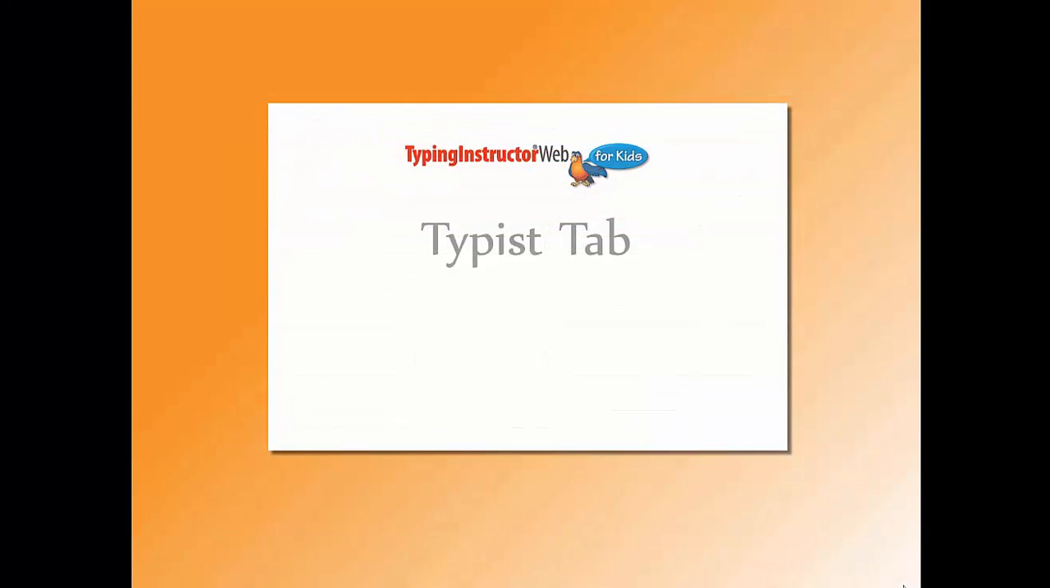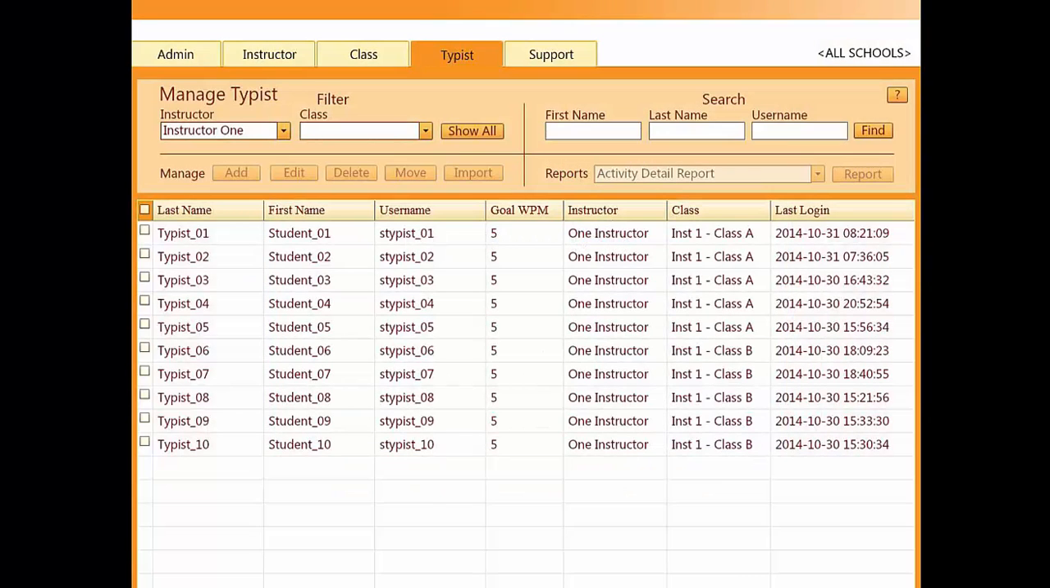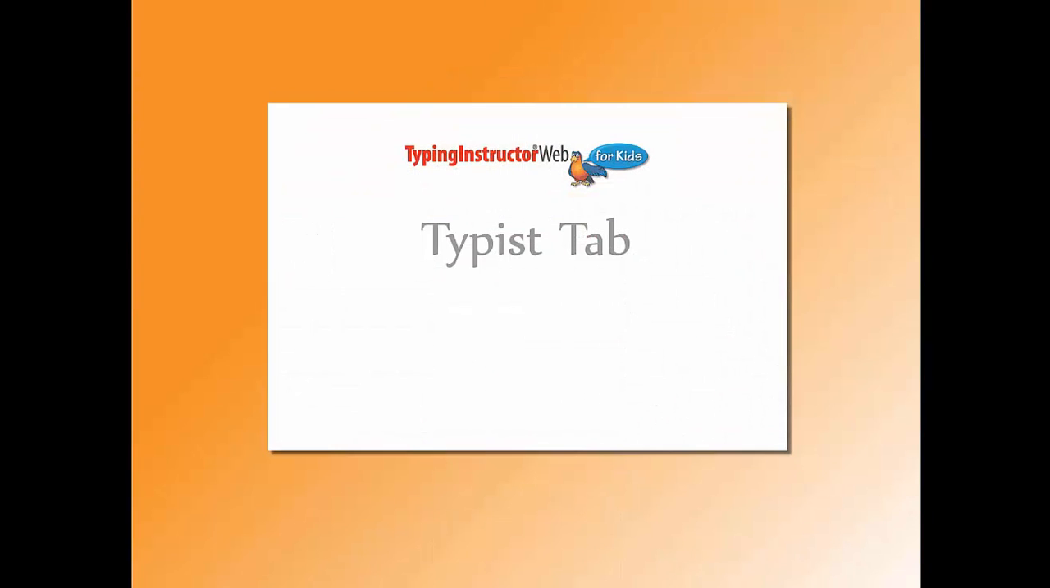The Typist tab allows for a variety of operations for the administrator and instructor to manage typists, such as creating, editing, and deleting profiles for each typist, importing typists, as well as printing and exporting detailed reports for the typist. The three primary functions of the Typist tab are viewing, managing, reporting, and exporting.